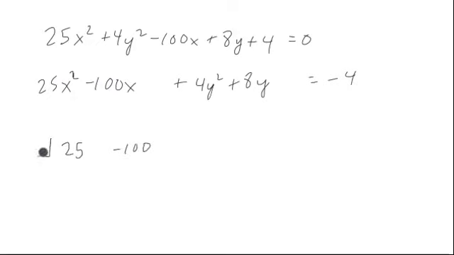Think of a synthetic division problem where this is like x squared, x, and then you have a 0 here for the constant term. And we're going to fill in what goes here to make the completing the square work. Here we drop the 25.